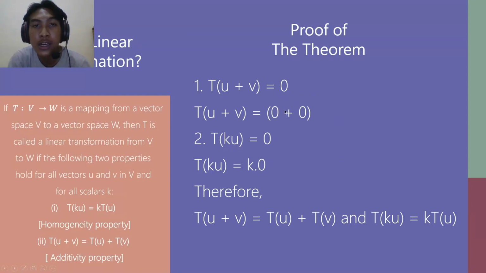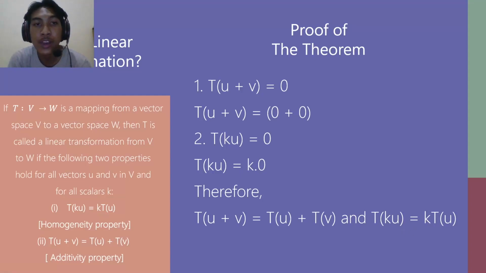And this is the proof of the theorem. The first one is the additivity property. As we can see here, we're using the zero transformation. When T(U plus V) is equal to 0, then when we insert it, it's 0 plus 0, which proves the first one, T(U plus V) equals T(U) plus T(V), since it's 0 plus 0, so it's correct. And the second one is T(kU) equal to 0, and when we insert it, it's k times 0, and it also proves the second one, so it's correct.